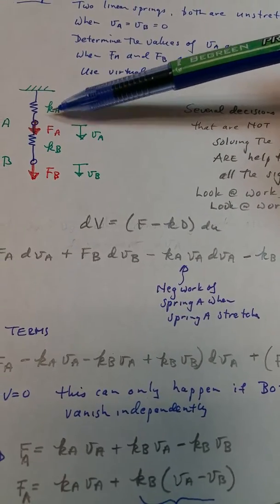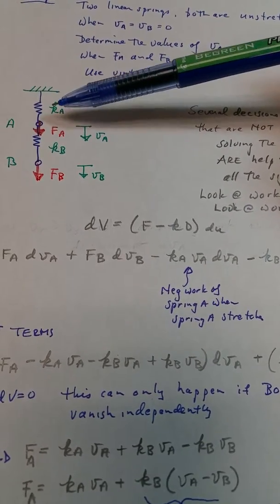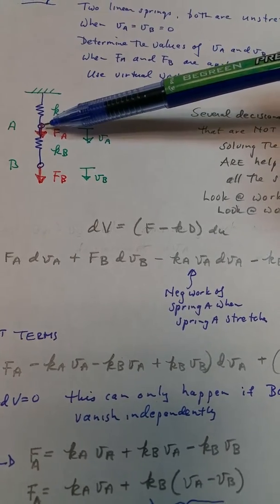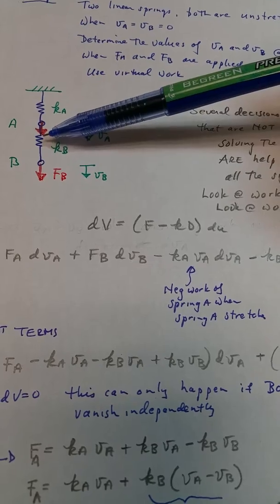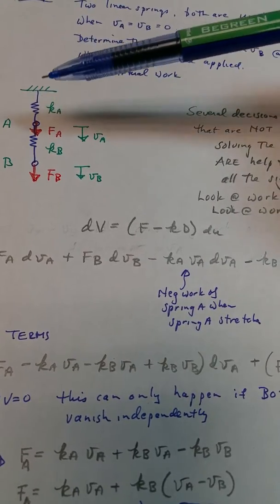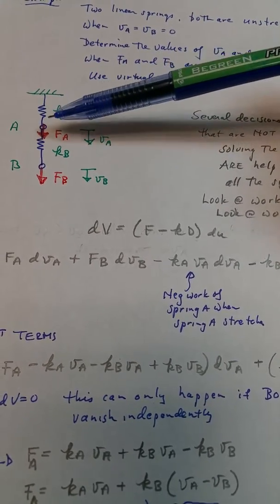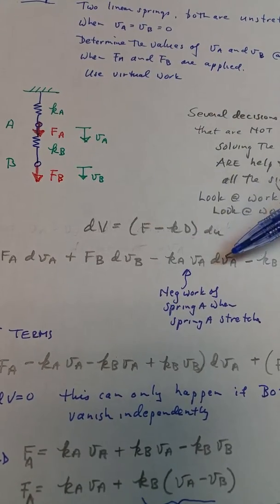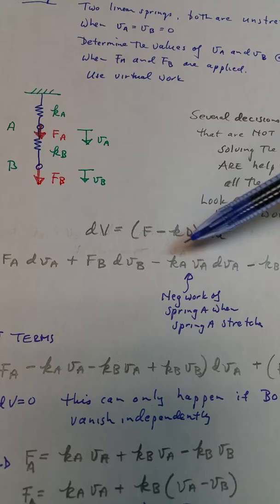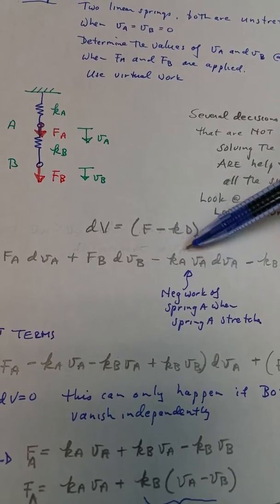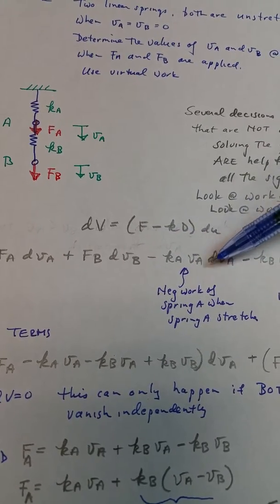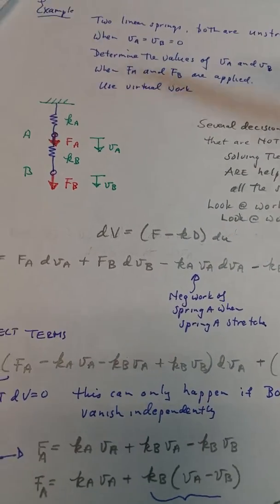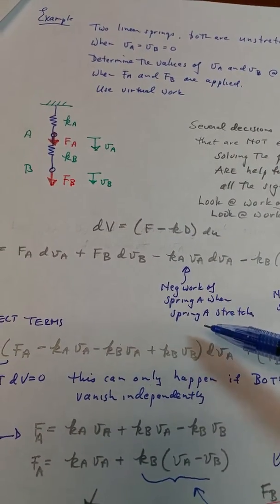Let's look at the work of the spring when spring A stretches. When spring A stretches, we have VA, and the work of that spring is KA VA times dVA. So that is the work. This is the force, KA VA times dVA, and it's a minus sign because we're talking about the internals. That's the work of spring A when spring A stretches.